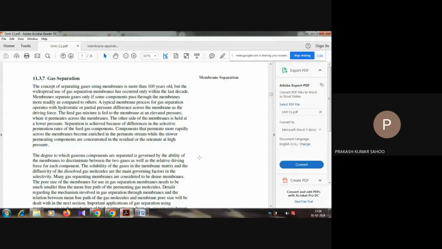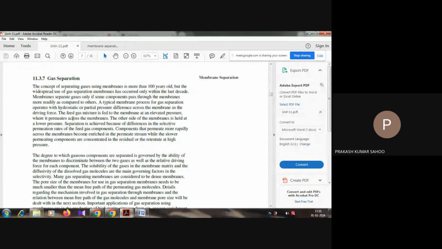Then we have the gas separation technique. The concept of separating gases using membranes is more than 100 years old, but the widespread use of gas separation membranes has occurred only in the last few decades.